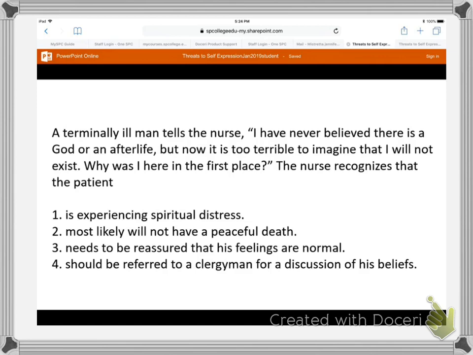Terminally ill man tells the nurse, "I never believed there's a God or afterlife, but now it's too terrible to imagine that I won't exist. So why was I here in the first place?" So the nurse recognizes that the patient is what? We call that spiritual distress. And we'll talk to them, but then we'll also call in those other people on the team that can help with that.